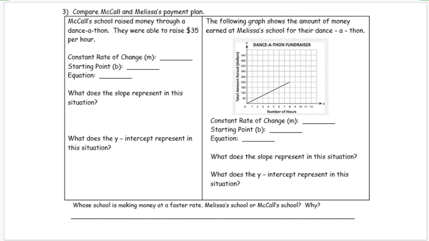Compare McCall and Melissa's payment plan. On the left we have McCall's, and hers is in the form of a word problem. And on the right we have Melissa's, and hers is in the form of a graph. So let's start on the left with McCall.